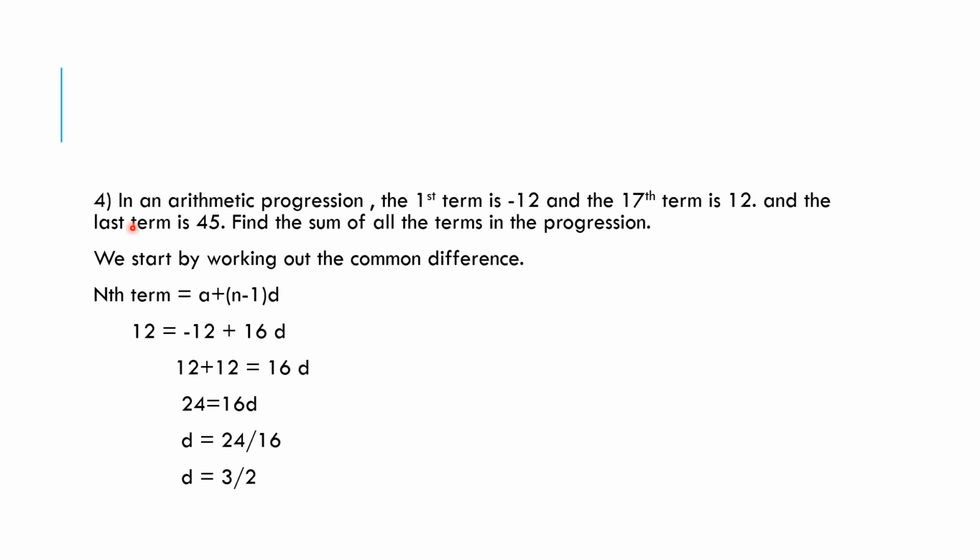Let's have a look at another question. In an arithmetic progression, the first term is minus 12 and the 17th term is 12 and the last term is 45. Find the sum of all the terms in the progression. We start by working out the common difference. The nth term is given by the formula a plus (n minus 1) times d. So 12 equals minus 12 plus 16d. 12 plus 12 is 16d. 24 is 16d. So d is 24 over 16 and d turns out to be 3 by 2.